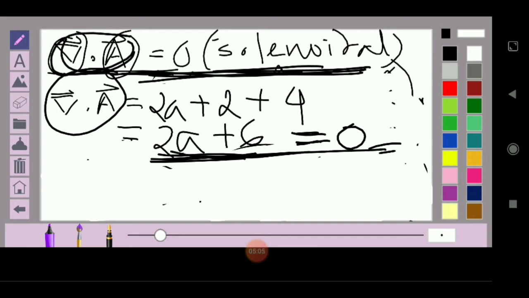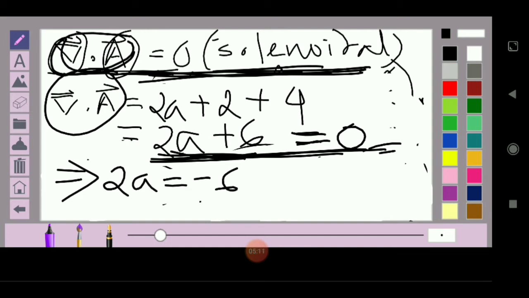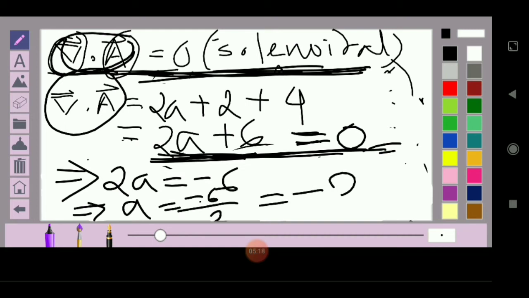So from this we can get the value of a. Here 2a equals minus 6, and from that a equals minus 6 divided by 2, which equals minus 3. So the value of a is minus 3.